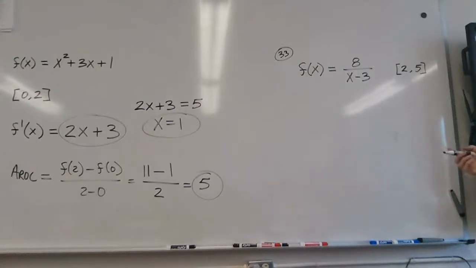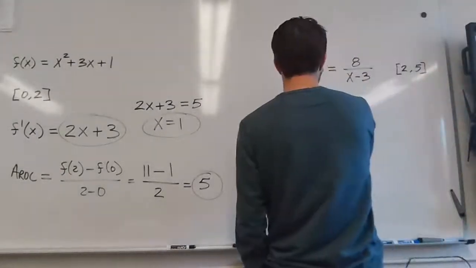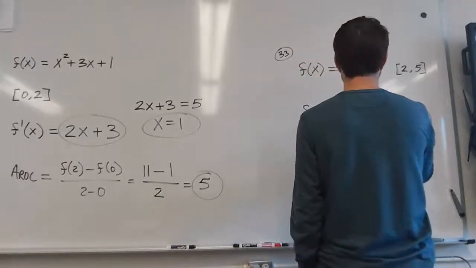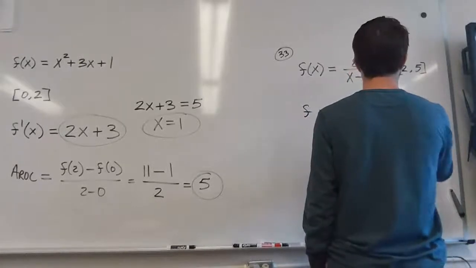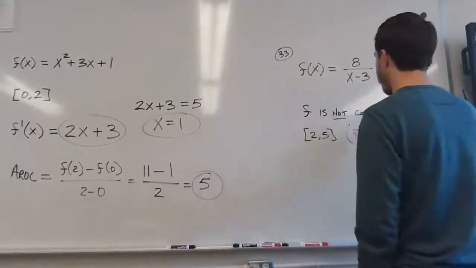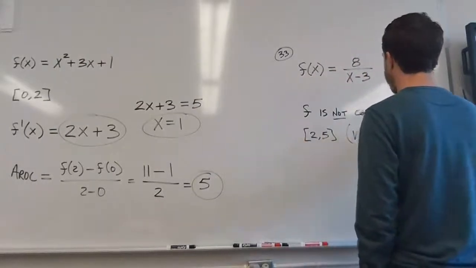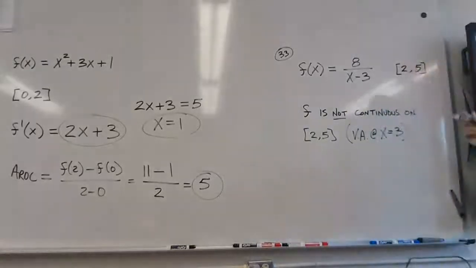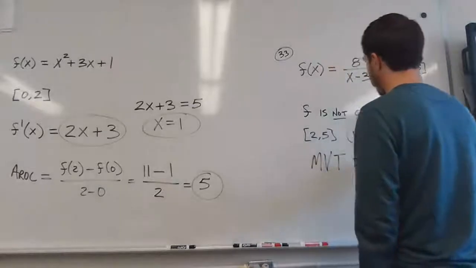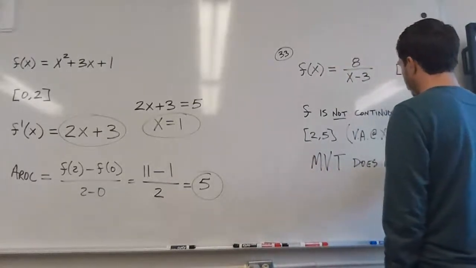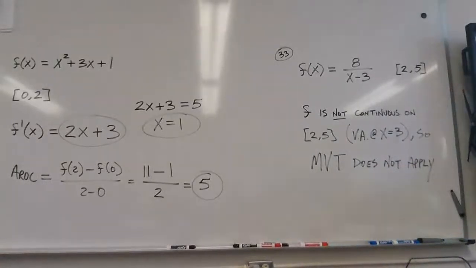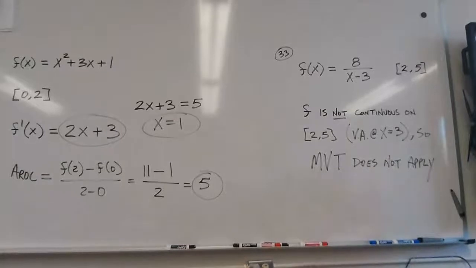Because of this, f is not continuous on the interval from 2 to 5. To be really good, the vertical asymptote at x equals 3 is the actual reason for that. So the Mean Value Theorem does not apply. That's the standard way to write a justification for something like this.